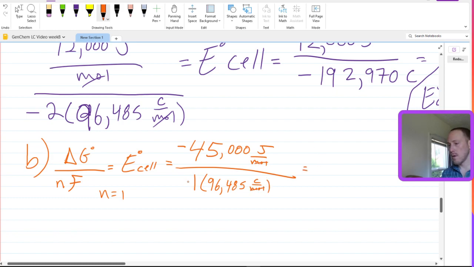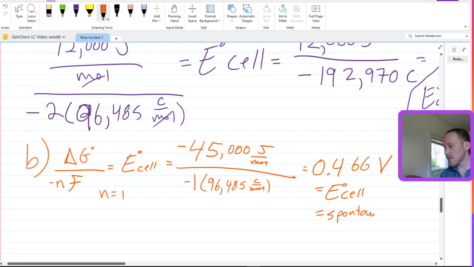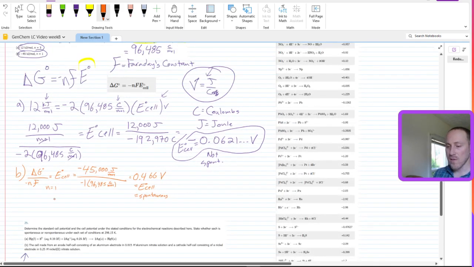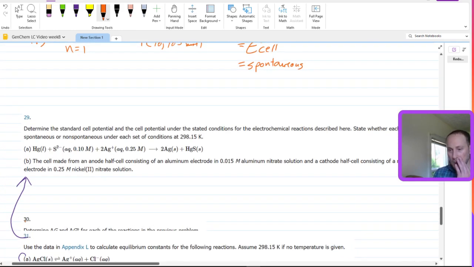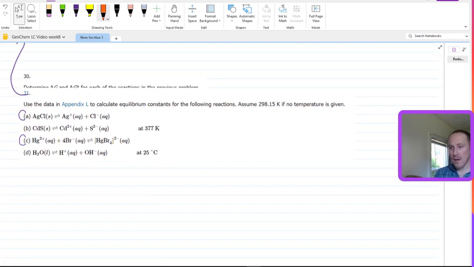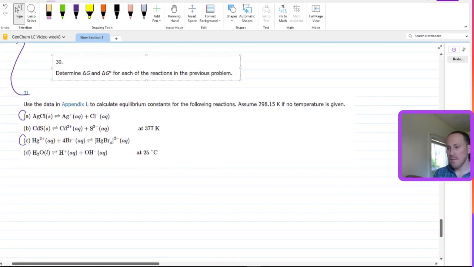And, oh, negative. So negative over negative is going to be positive. 45,000 divided by 96,485 is 0.466 volts, which equals the standard E cell, so it's spontaneous. Whatever that scenario is, it will give you a viable battery that will provide you with some flow of electrons. Okay, cool. We're getting further and further here.